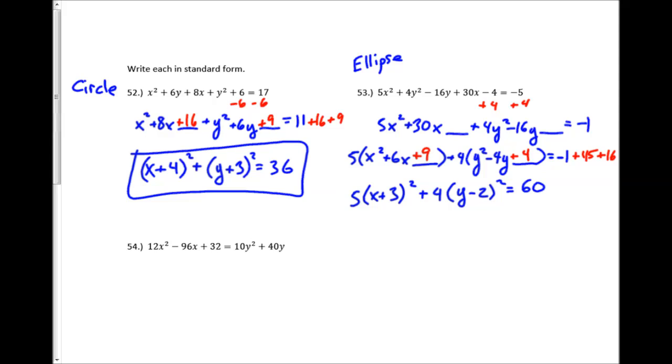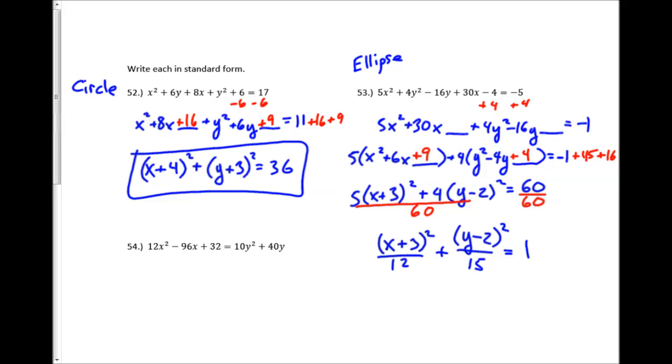And now since this is an ellipse, I do have to divide by the 60 because this whole thing should be equal to 1. And now it's just reducing each of these fractions. When I reduce the 5 and the 60, that reduces to a 1 over 12, so I get (x plus 3) squared over 12. When I reduce the 4 and the 60, that gives me a 1 over 15. All right, that is (y minus 2) squared over 15, equals 1.